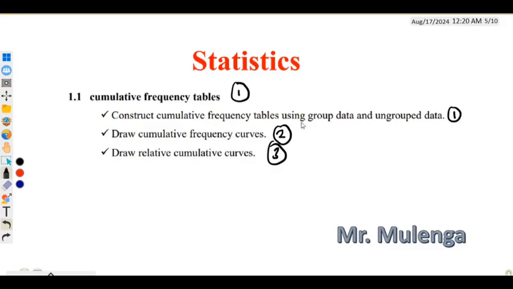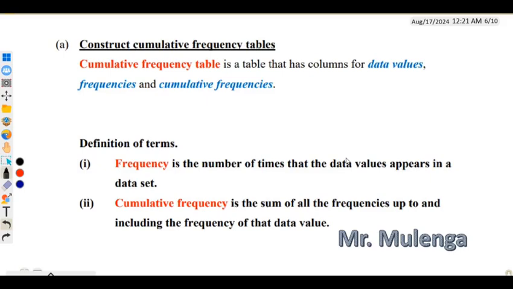So in our lesson 1, our main focus will be on how we can construct cumulative frequency tables using grouped data and ungrouped data. Let us look at what a cumulative frequency table is. A cumulative frequency table is just a table that has columns for data values, frequencies, and cumulative frequencies, meaning that this cumulative frequency table consists of 3 columns.